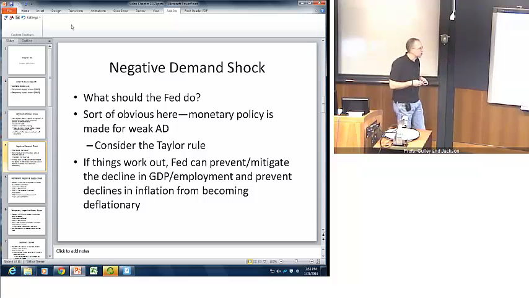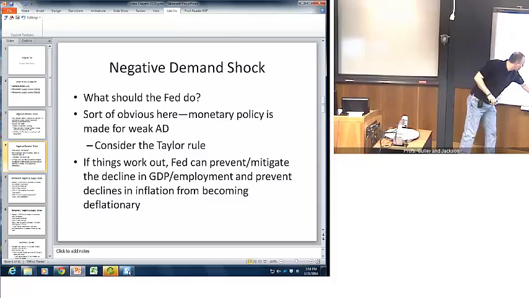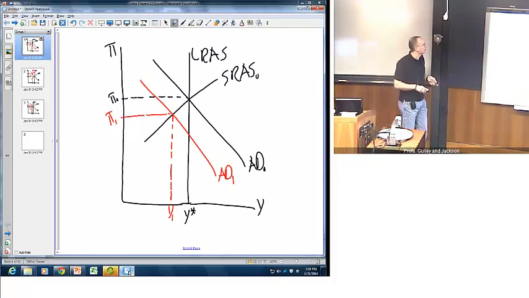And as we'll see here in just a second with a simple chart, if the Fed is able to time things correctly and so forth, they can prevent or at least mitigate the decline in GDP and also prevent any declines in inflation from becoming deflationary. So what we can do is flip over to our first graph here. Notice how I've got things set up.